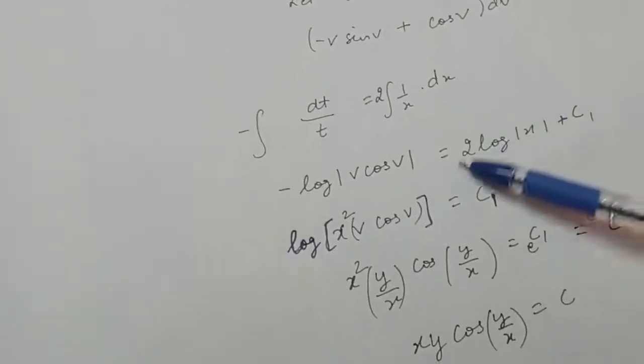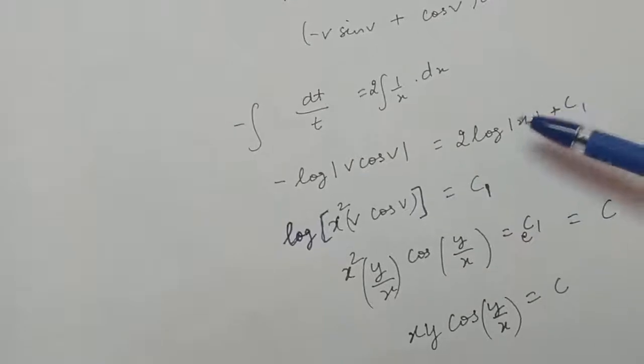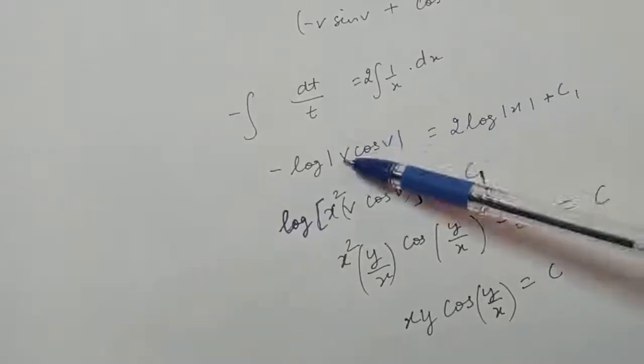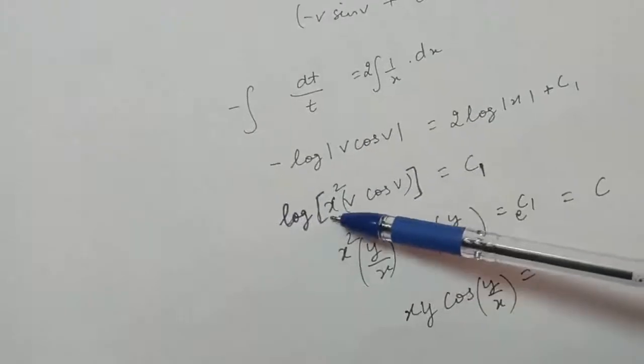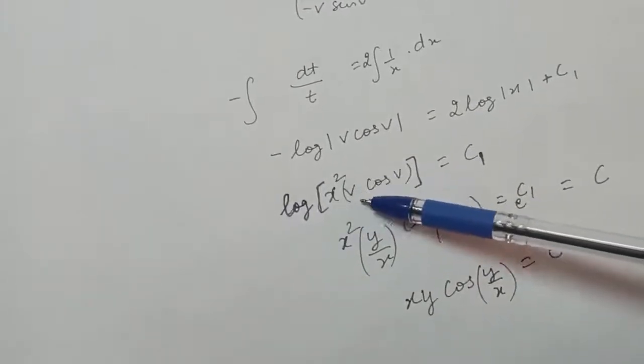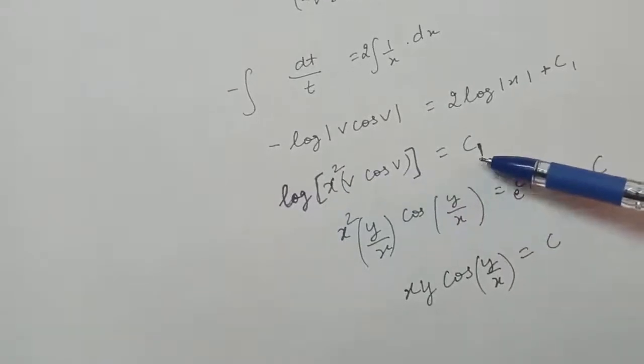Now see, this can be written as log x square, and when you will take this term on this side, it will be log m plus log n, which is log m into n. So you will get log x square into v cos v equal to c1.